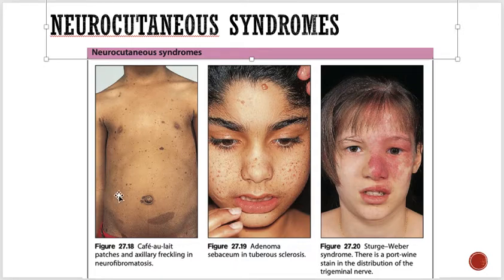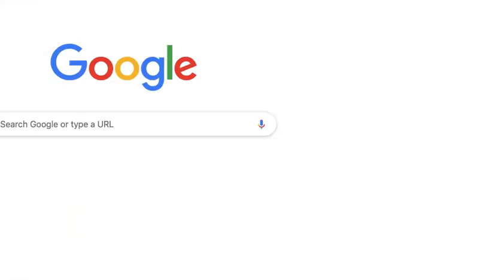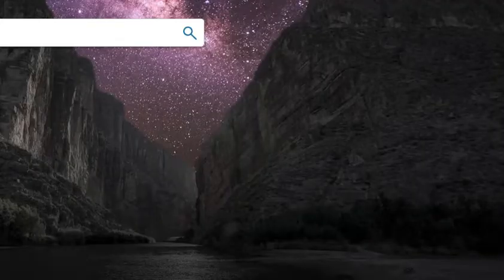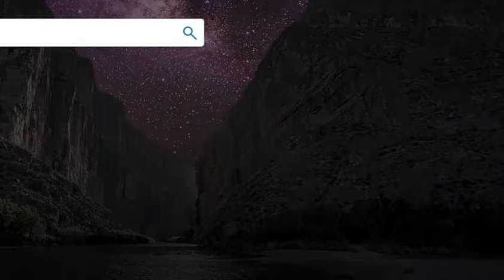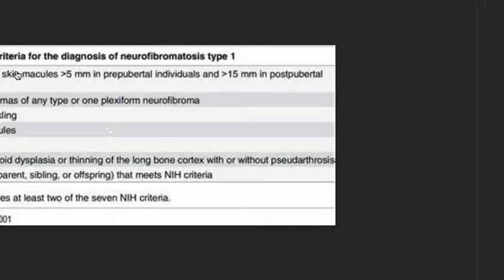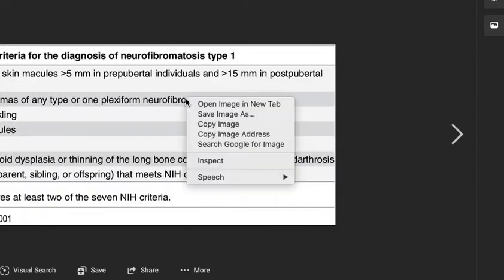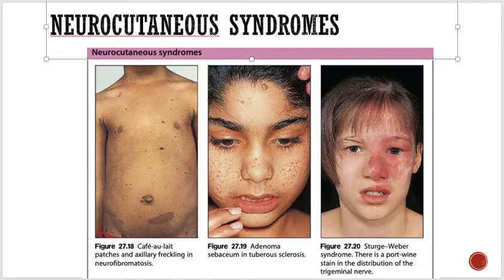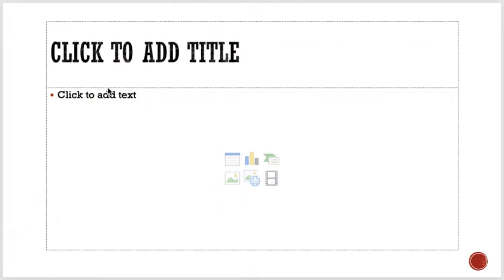How we diagnose, I will show you here. By the way, I will save this image and put it in the slide to make it available for you guys.